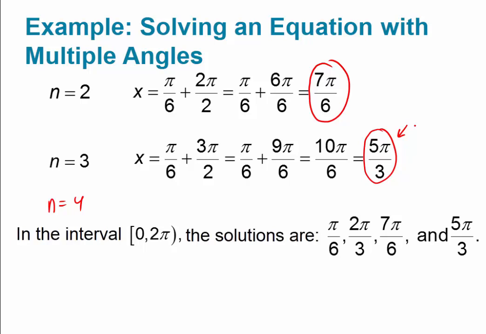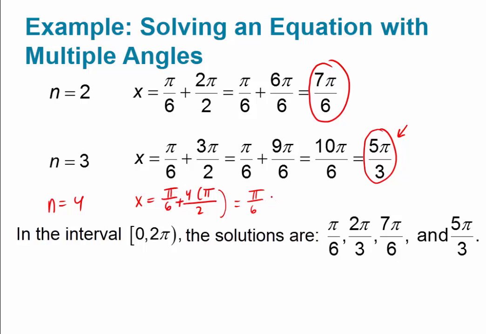So let's look at n equals 4. What we would do then is have pi over 6 plus 4 times pi over 2, when I put 4 in there for n. And so this is going to equal pi over 6 plus, and this is really 2 pi. Do you see that? If I simplify that. So if I take 2 pi and add it to pi over 6, now I've gone further than 2 pi. So this is going to be outside of domain, so I don't have to evaluate this one.